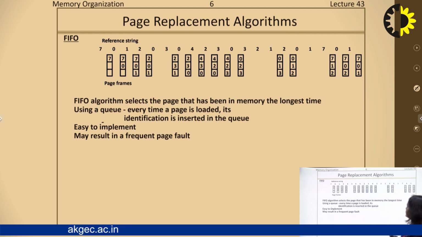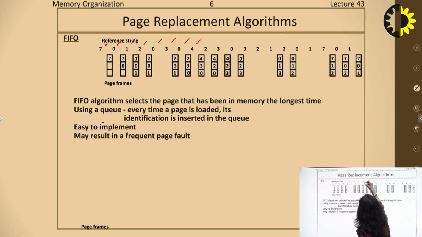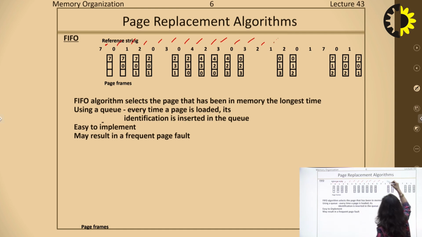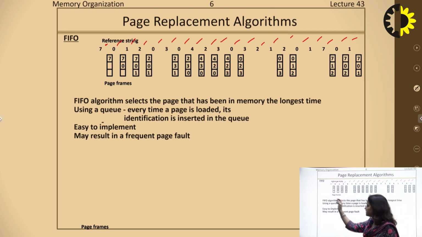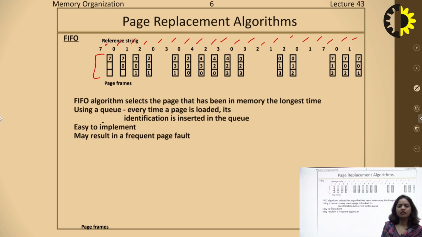So let us take an example string. We have some elements in the string like this: 7 0 1 2 0 3 0 4 3 0 3 2 1 2 0 1 7 0 1, a random string. And let us consider a page frame, that is a virtual memory, of size 3, or we can say 3 pages. So we have 3 frames, or 3 pages, in the virtual memory.